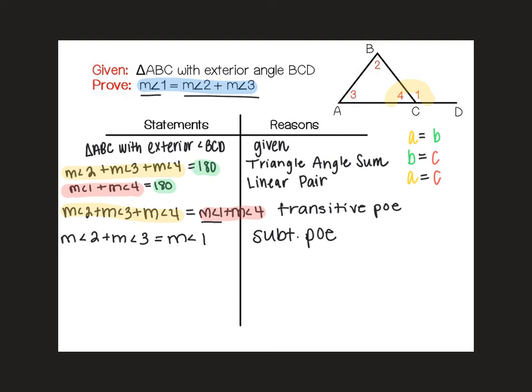Then very last step, if you notice, the proof and what I have written are switched. They're in the incorrect order. So if I just want to switch places, remember we call that the symmetric property. And now we have proved that the exterior angle of a triangle is the sum of the remote angles.